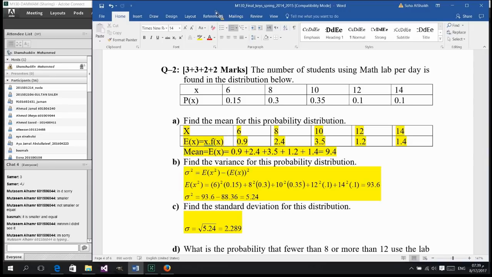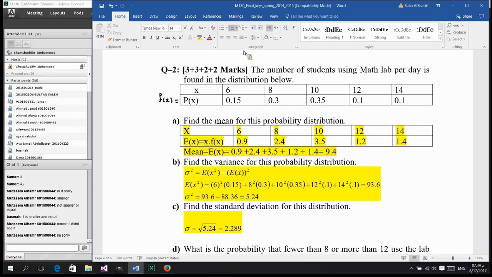Here's question 2. The number of students using MATLAB per day is given. In this question, they give me the table. This is x, this is f(x): 6, 8, 10, 12, 14, and those are the probabilities. This is my small f(x), the probability. Find me the mean for this probability distribution.